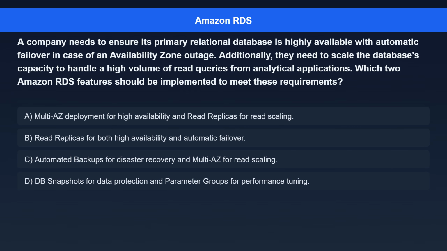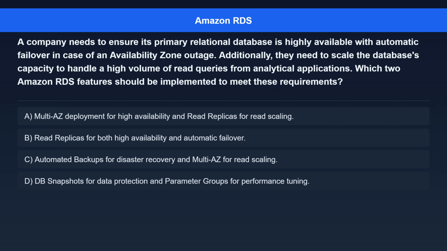Question 1. A company needs to ensure its primary relational database is highly available with automatic failover in case of an availability zone outage. Additionally, they need to scale the database's capacity to handle a high volume of read queries from analytical applications. Which two Amazon RDS features should be implemented to meet these requirements?